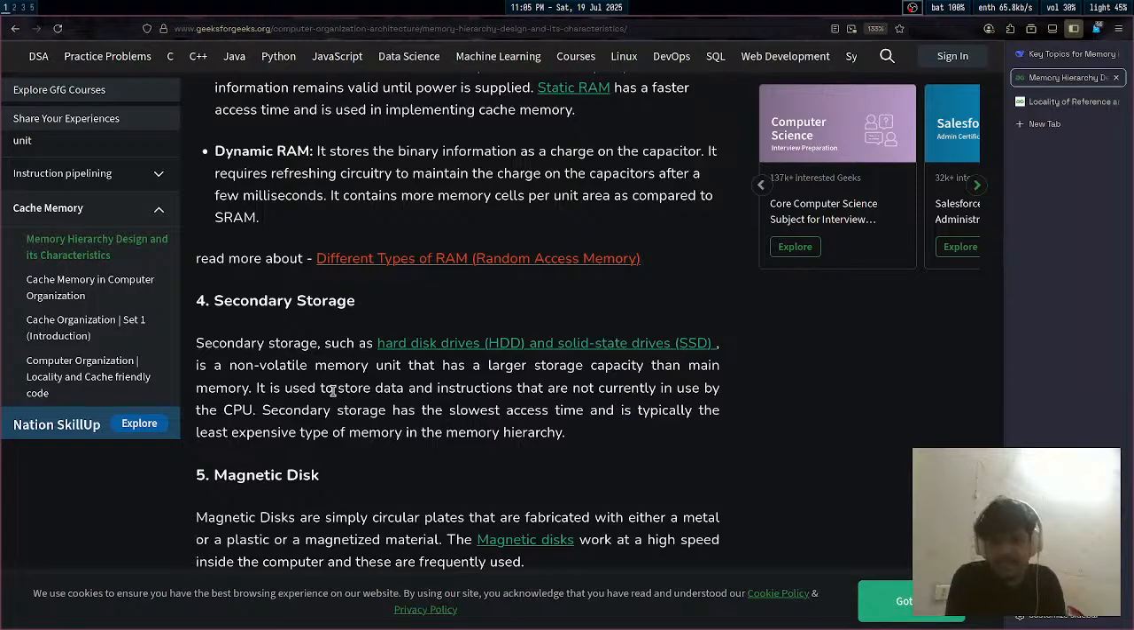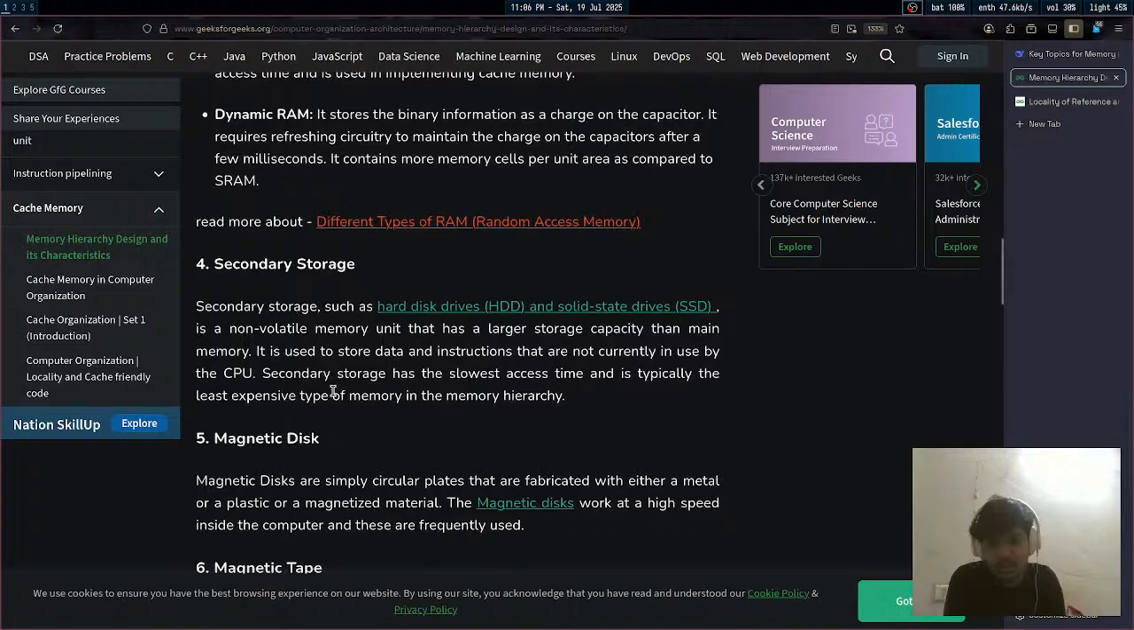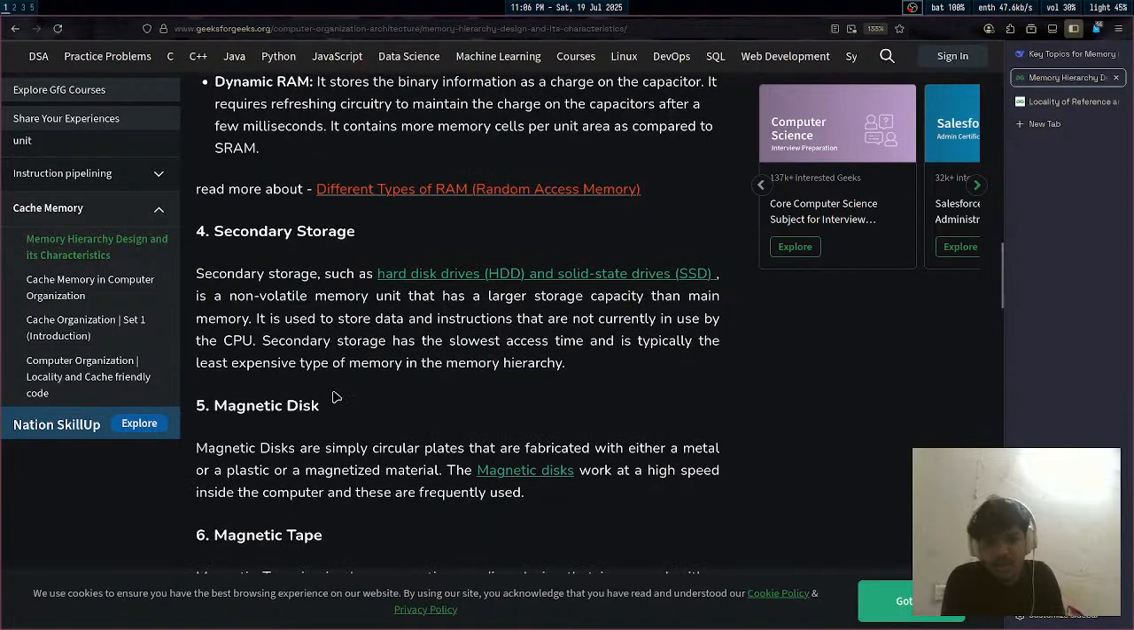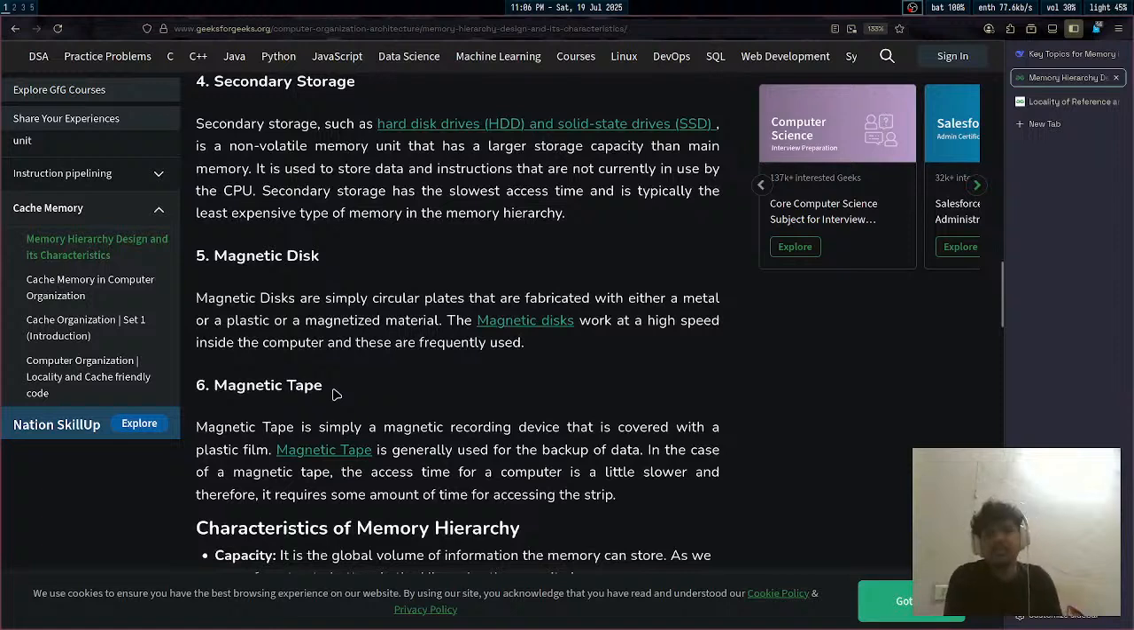Secondary storage such as hard disk drive and SSD is a non-volatile memory unit that will just retain its value. Slowest access time, typically the least expensive. Yeah. Magnetic disks are simply circular plates that are fabricated with either metal or plastic or a magnetized material. Magnetic disks work at a high speed inside the computer, and these are frequently used.